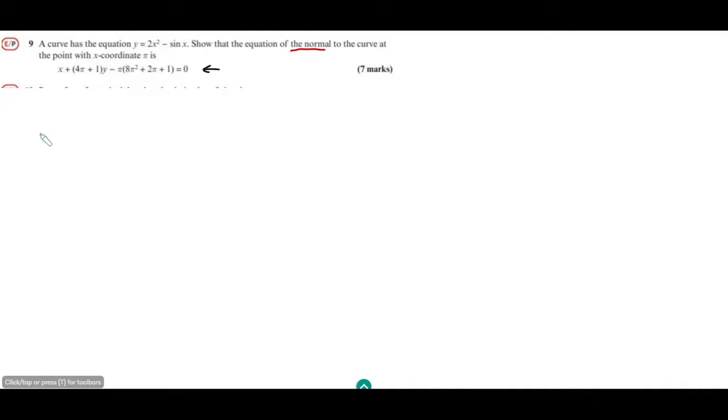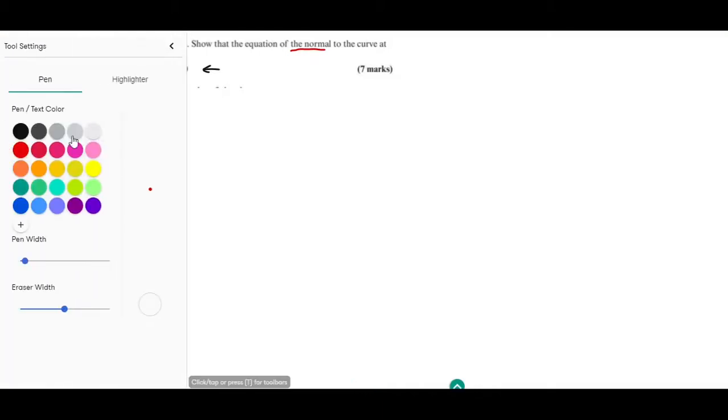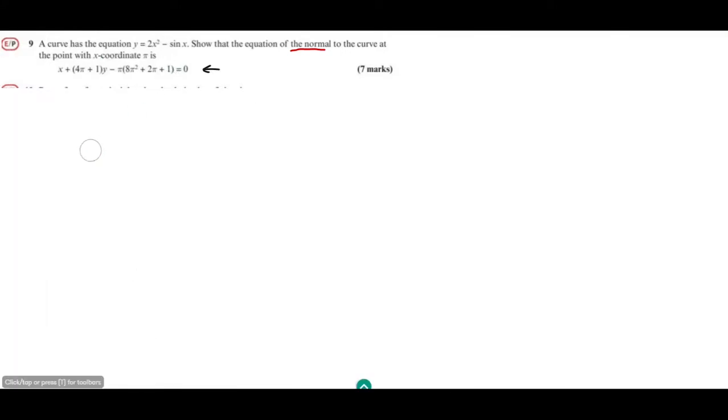Okay, so let's have a look at how we would do something like this. Again, let me switch back to black. So we're given y equals 2x squared minus sine x. We're given some information. This time we're not given a point, actually, we're only given an x coordinate. Okay, so let's have a look at how we do something like this.